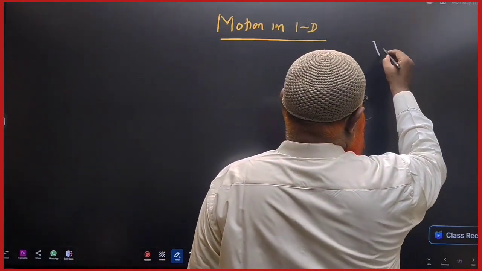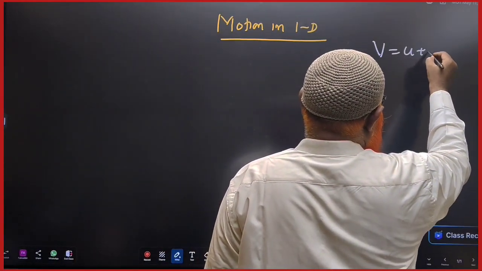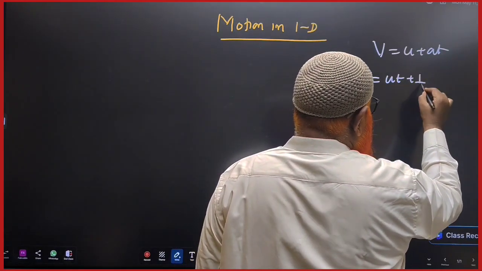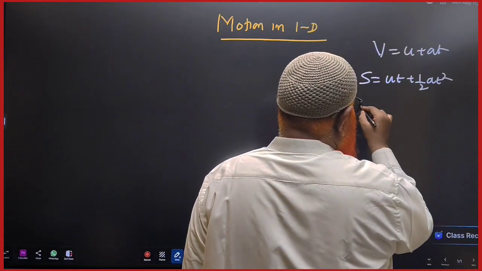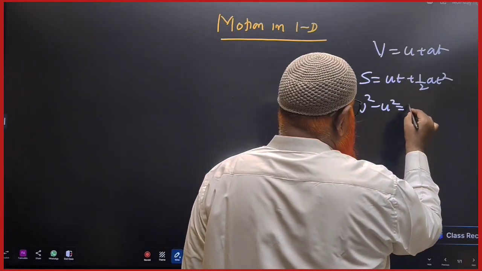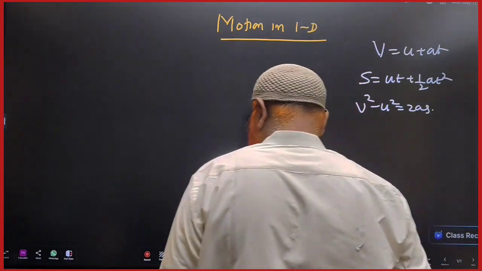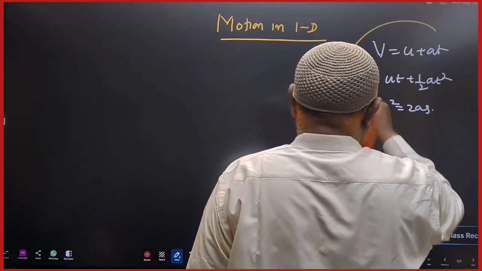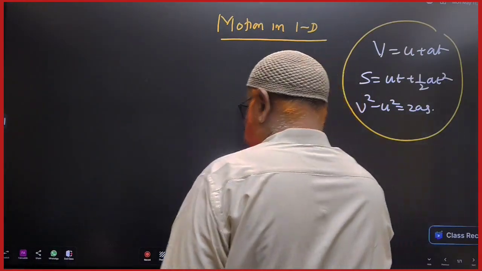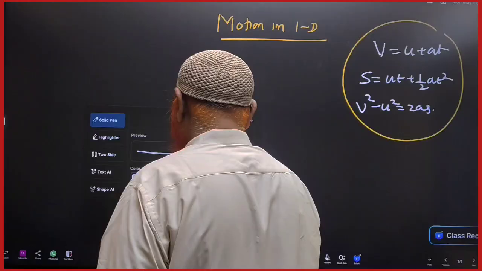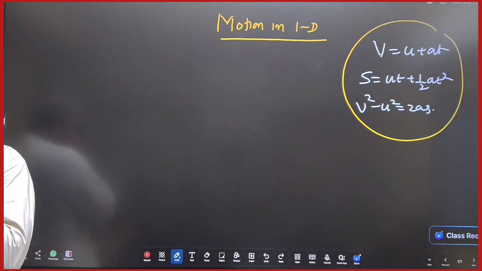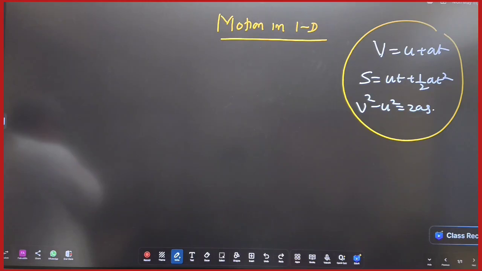The first equation of motion is v = u + at. The second equation of motion is s = ut + half at square, and the third is v square minus u square is equal to 2as. These are called the fundamental equations on which the whole kinematics depends. Complete kinematics depends upon these equations.